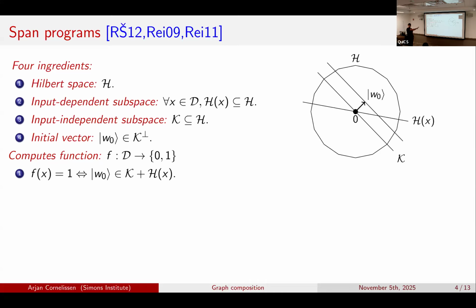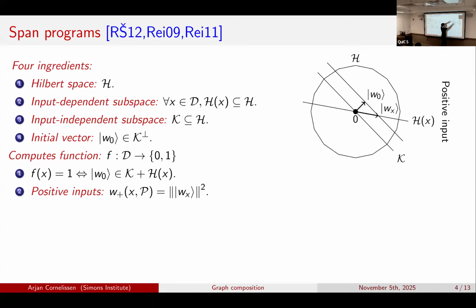So this is how we define the function that the algorithm computes. Now, if we look at this particular picture, we have a positive input. In the case when we have a positive input, we can write this decomposition of W0 into h of x and K, and then single out only the vector which is in h of x. We call that W max, and we call this the positive witness, because only if such a vector exists does it witness that this is positive. And now I'm going to define W plus, which is the norm square of the vector. I'm going to define that as the positive witness.